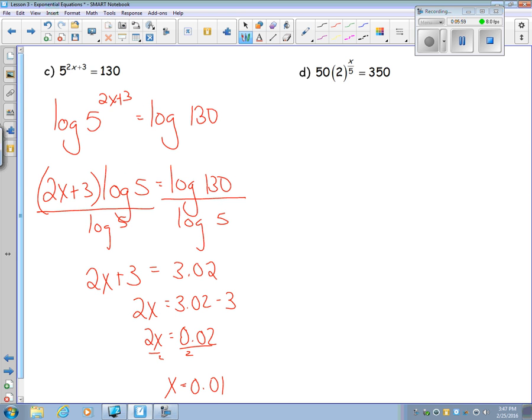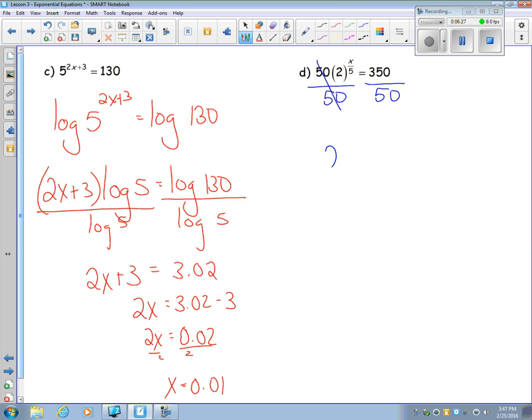Okay, take a look at D. Now, D is slightly different because it's made up of two parts on the left-hand side. There's not just a base, there's a base being multiplied. In order to use this log law idea, I need to have it looking like just a single base. So I need to get rid of the 50. How do I get rid of the 50? Well, right now it's multiplying. So I'll divide it. If these two divide, they cancel out, right?